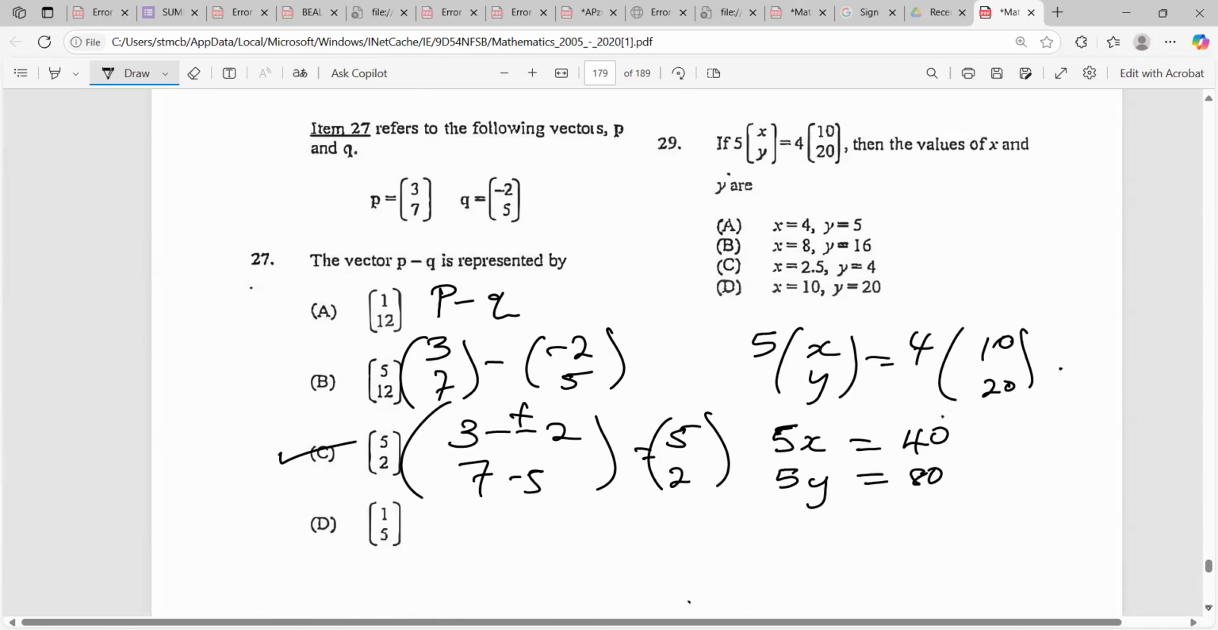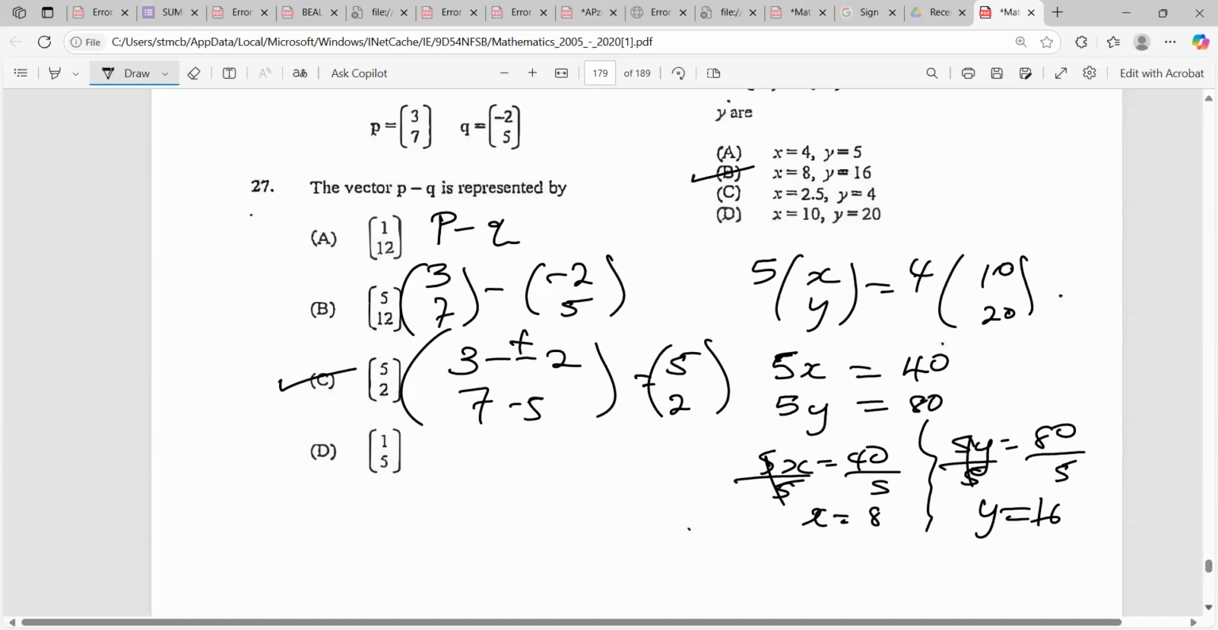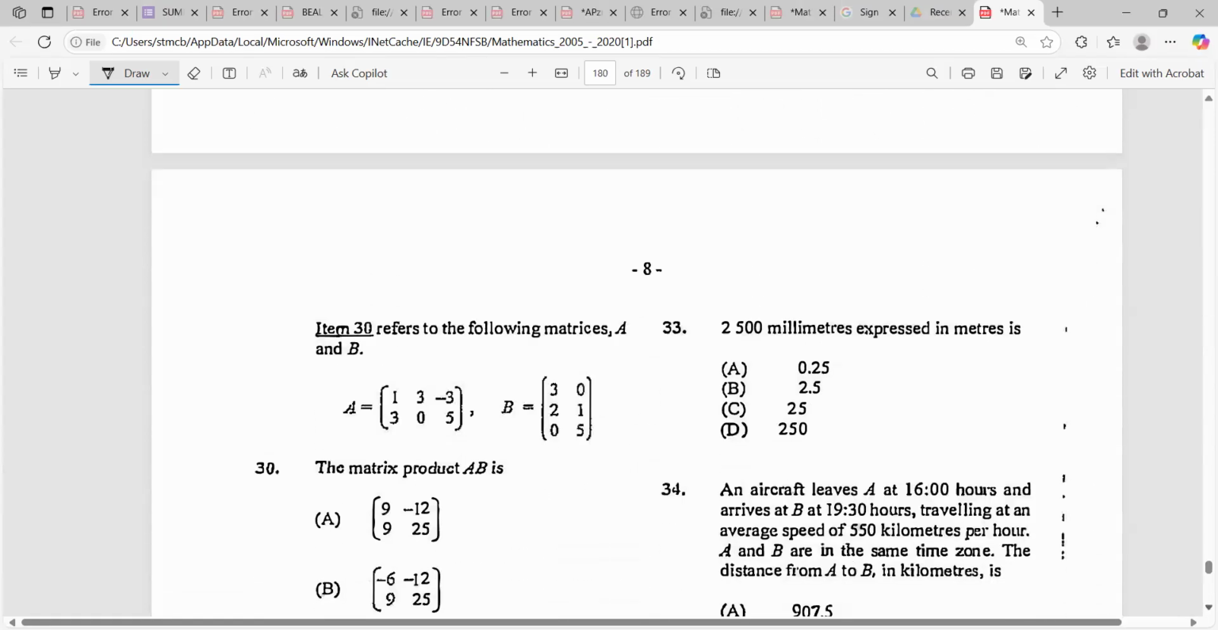So we solve for x. 5x equal to 40. We divide both sides by 5. So x is equal to 8. For the next side now, 5y equal to 80. It doubles, so y equals 16. Let me see the option. Oh, B. Guys, sometimes the brain is tired. Alright.